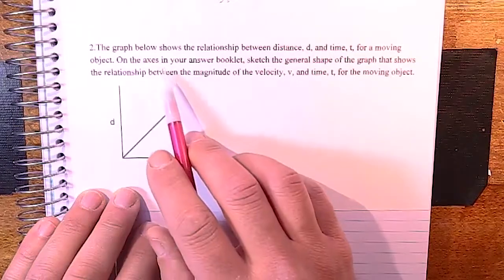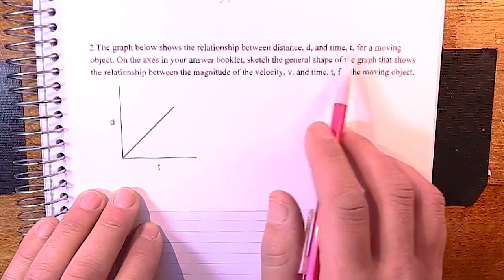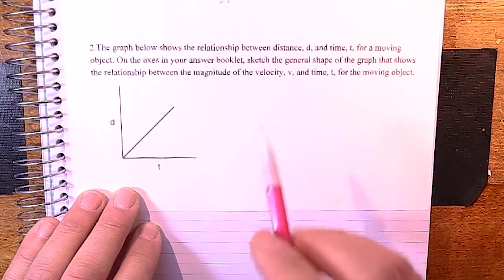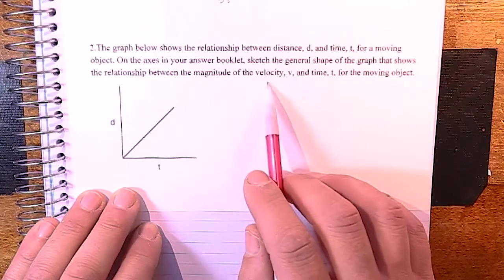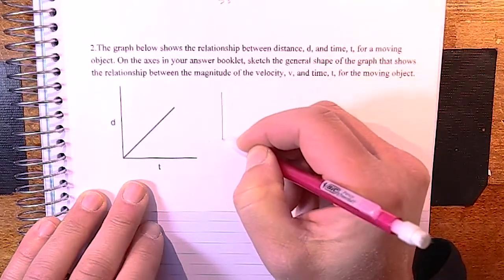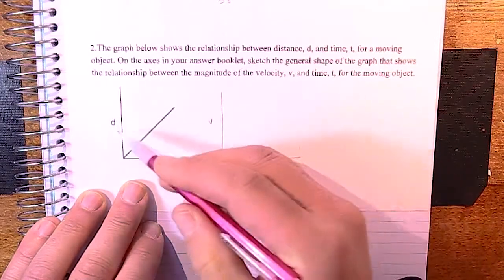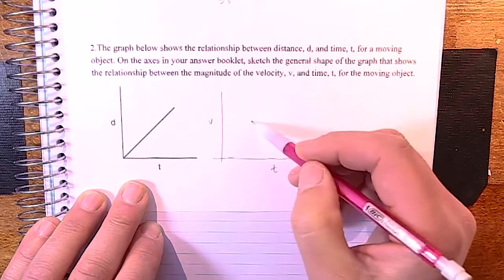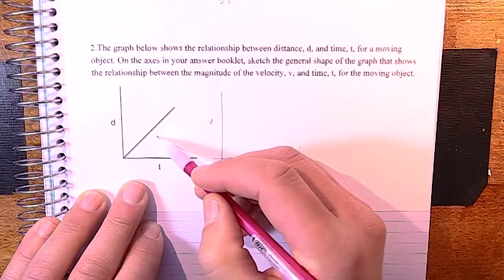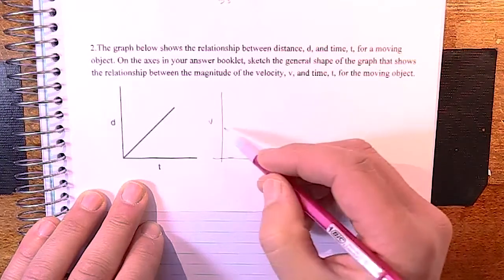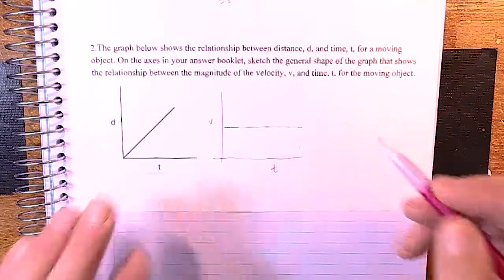Number 2, the graph shows the relationship between distance and time for a moving object. So we have this distance time graph, and they want us to sketch the graph for a velocity time graph. So we know that the slope of a distance time graph informs us about the velocity. The slope of this line is positive and constant, so the velocity has to be positive and constant.